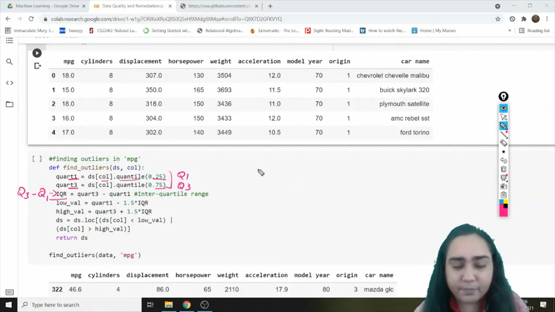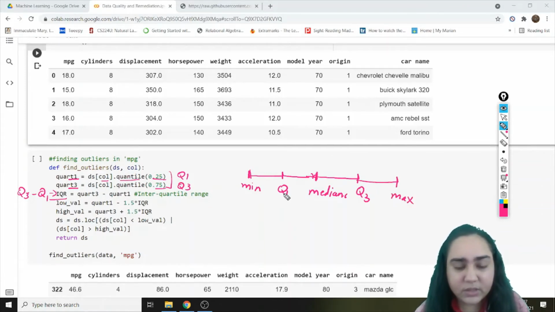So basically, you will have a line like this. This will have your minimum value. This will be your quartile 1. This right here, this will be your median. Okay. This will be your quartile 3. And here you will have the maximum value.